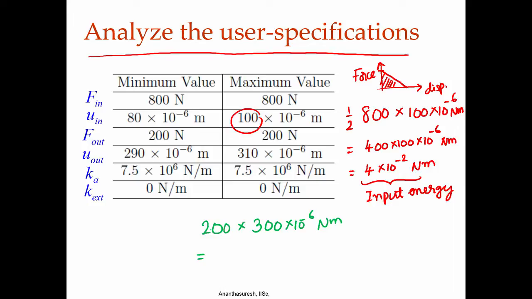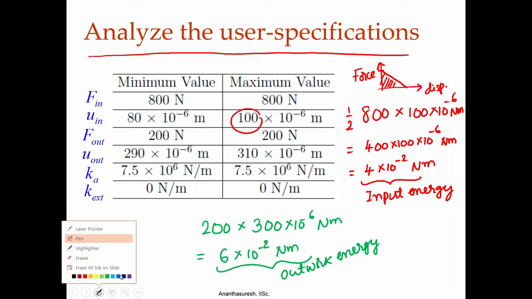So, the output moves by 300 microns, and it would be working with this force of 200 newtons all through this 300 microns. So, what I get will be 6 into 10 power minus 2 Newton meter. So, this is output work or output energy. Okay. Clearly, this is not going to work because output is more than the input.